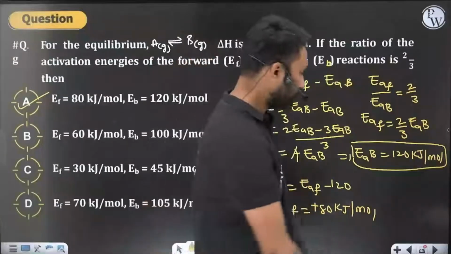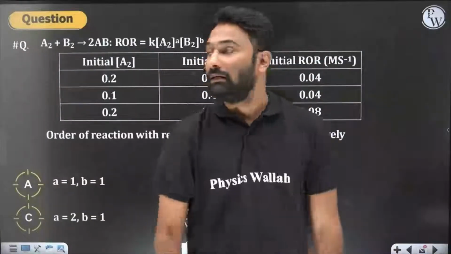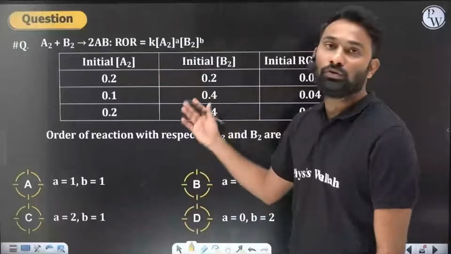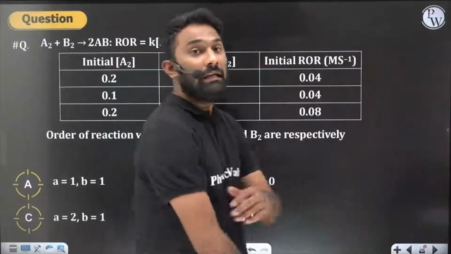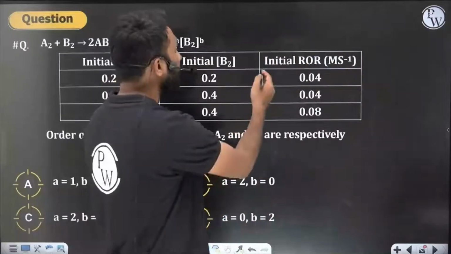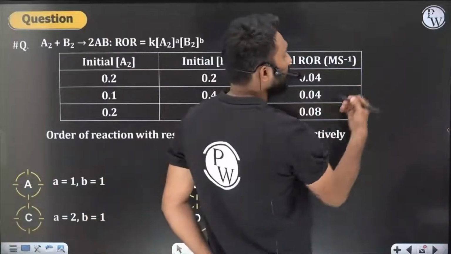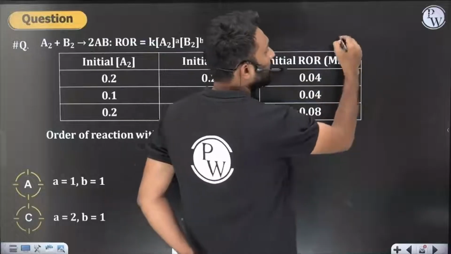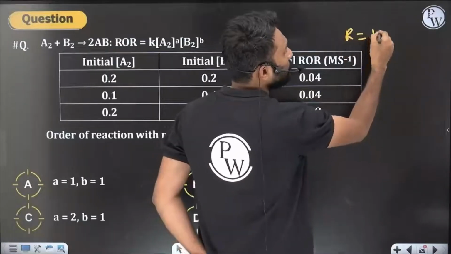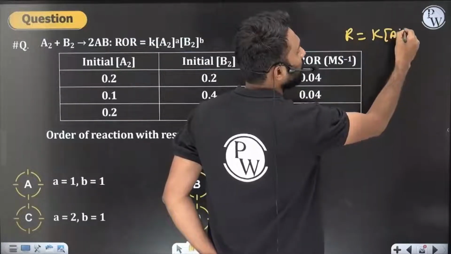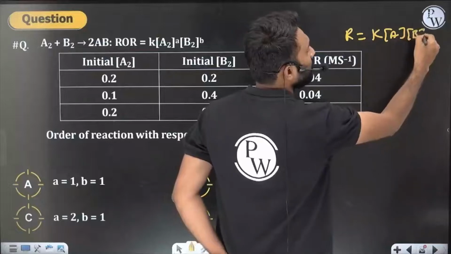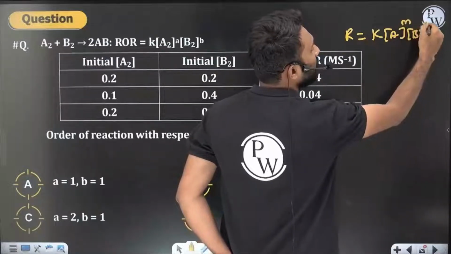Okay. Next question. Now, next question, how to solve this question? If they give this type of question, first what you do is write the rate law. Here what is the rate law? R is equal to K concentration of A, concentration of B raised to the power m and n, right?